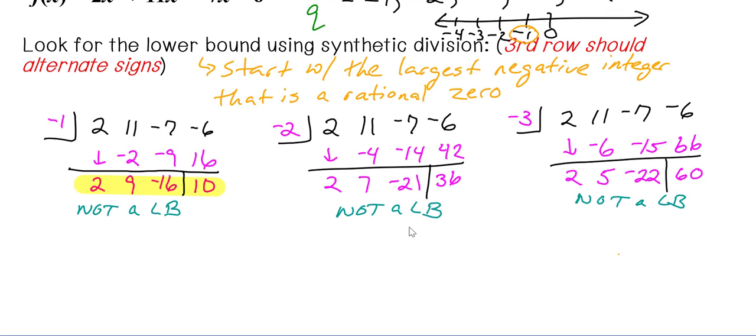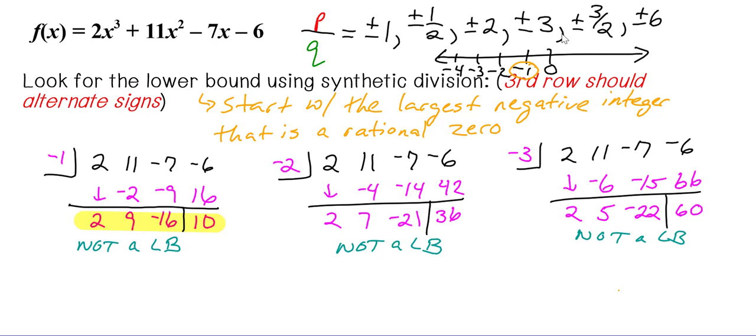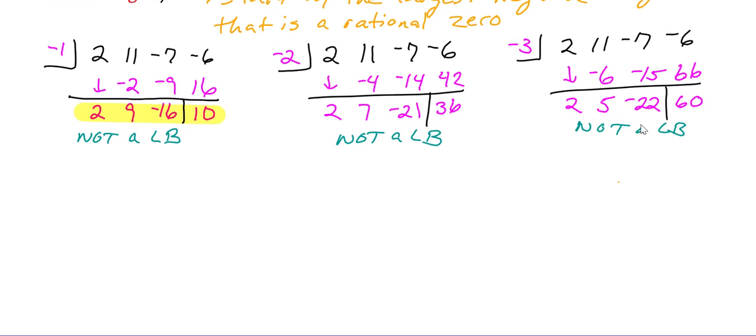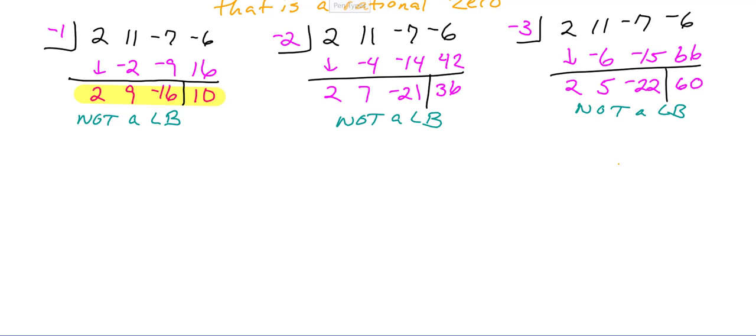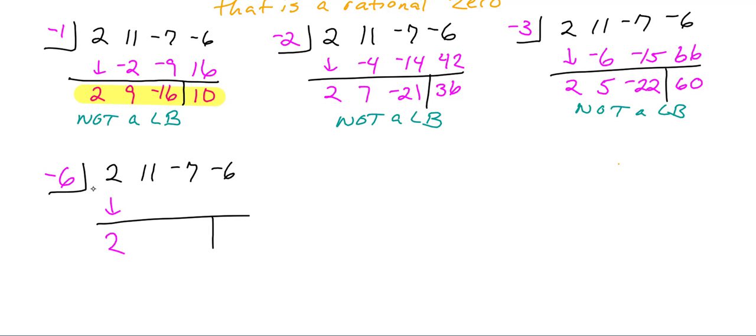Okay, so the next one, we had -3. The next whole number is -6. So we are going to use -6. 2, 11, -7, -6. Bring down the 2. 2 times -6 is -12. We get a -1. Negative times a negative is a +6.